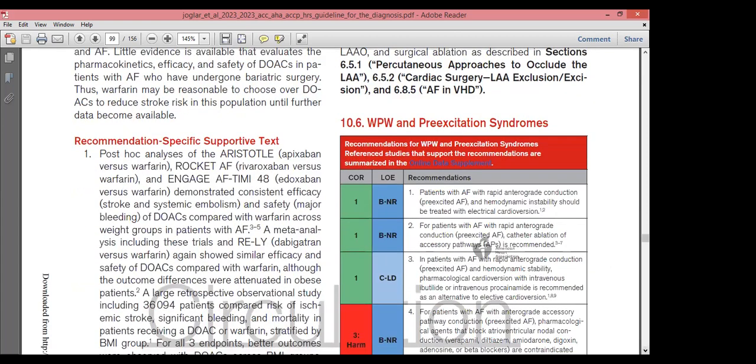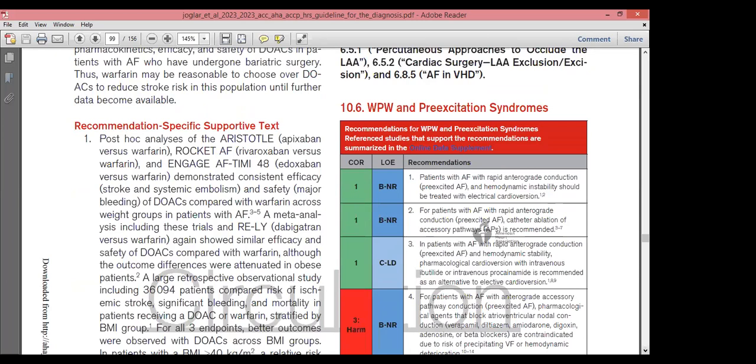Okay. So people that are having Wolff-Parkinson-White syndrome and other pre-excitation syndrome, and they're having AF, they have 3 class 1 recommendations here. It said patients with AF and rapid anterograde conduction, that's pre-excited AF, and hemodynamically unstable should be treated with electrical cardioversion. So pre-excited AF, hemodynamically unstable, electrical cardioversion. Then if they have pre-excited AF, they can also have catheter ablation of the accessory pathway. This is also a class 1B recommendation.